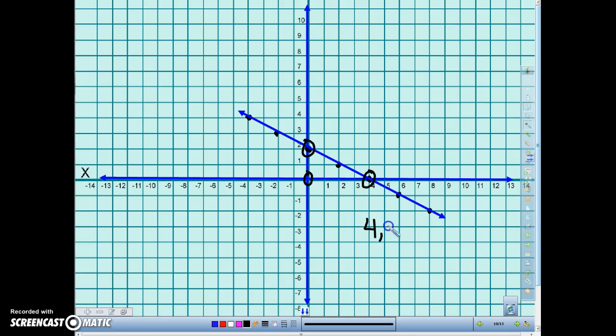So you would say 4, 0, just here, 0, 2 at the top, and then we have 0, 0. That's your answer. They're not wanting you to shade. All they're wanting you is to find the coordinates. So let's do one more.